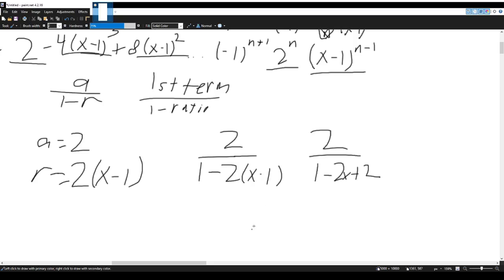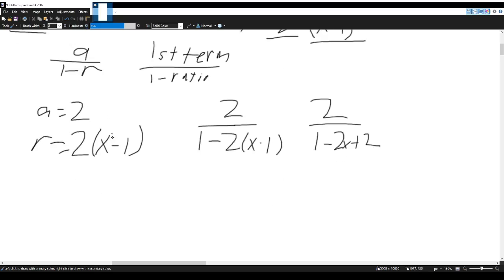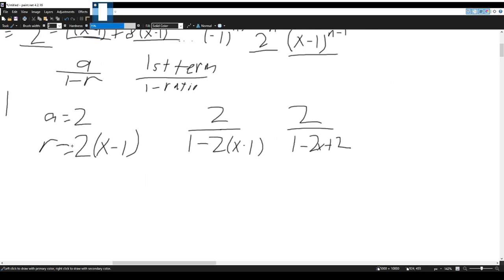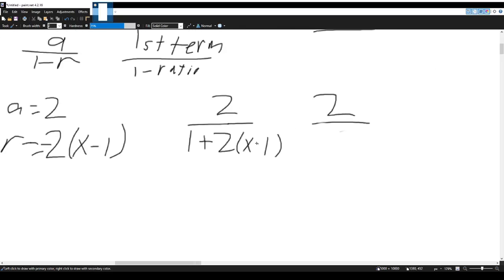Right. So my mistake is that this is not r. R is actually negative because it alternates each time, and that's where that alternating has to come from. So this would be negative, so this would really be plus. So let me get rid of this. All right. So the ratio is negative, which produces the alternating, which means that gets converted to a plus. This is still the same. But then we have 1 plus 2x minus 2.